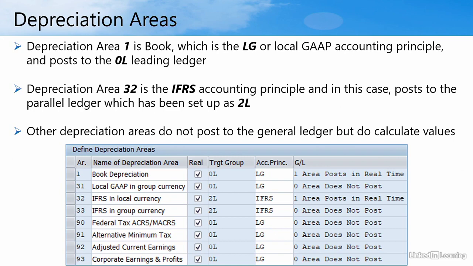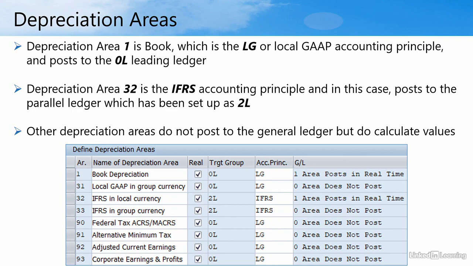The different figures in asset accounting are held in depreciation areas. A depreciation area corresponds to a specific reporting requirement and is mapped to an accounting principle, which in turn is mapped to a ledger. You can choose whether you want the depreciation area to post to the general ledger or not. The slide shows an example of the configuration of some depreciation areas typical of a US company that is reporting under both local GAAP and IFRS, and in two different currencies.